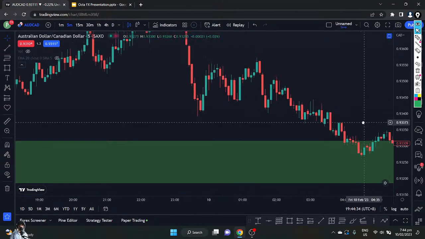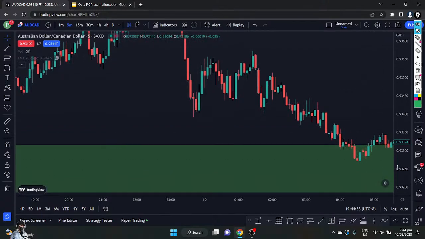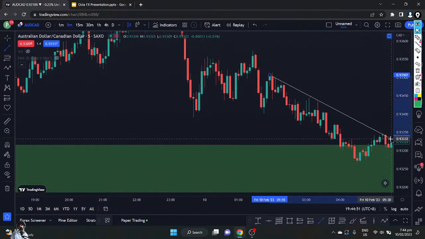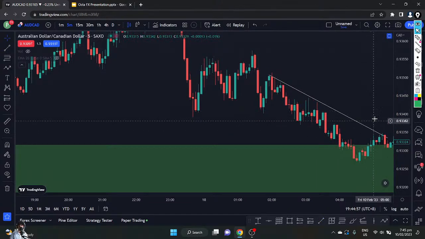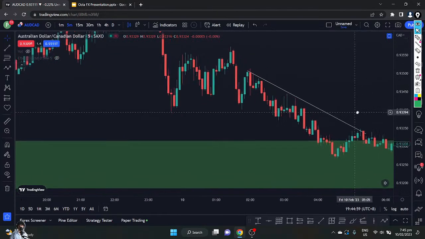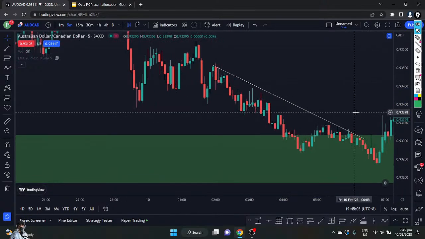So let's see if the price could break the trend line. There we can see that the price is creating a 1, 2, 3 pattern like this. So we can connect our angle like this one. Let's see if the price could break this trend line. If you are a breakout trader, then you may start looking to buy once the price breaks this trend line.